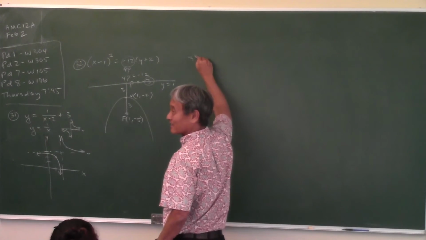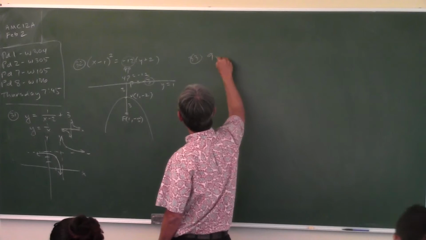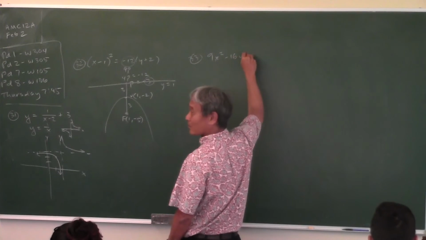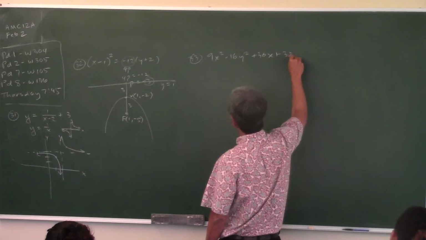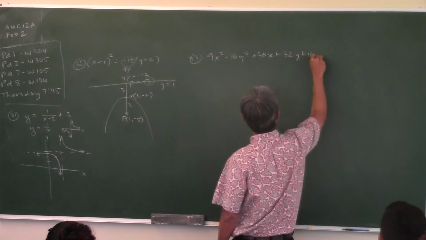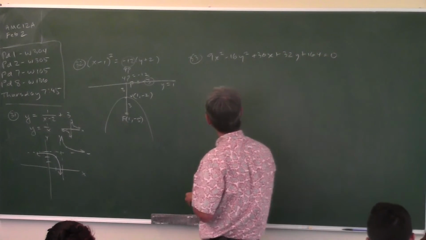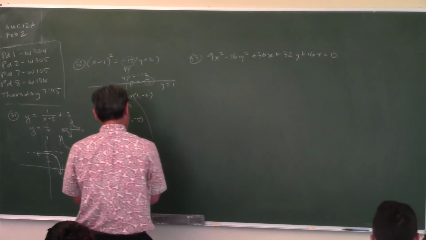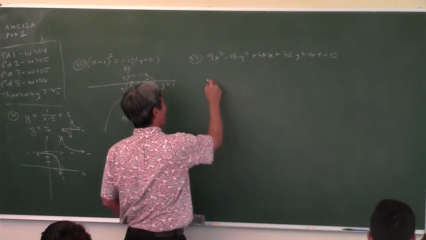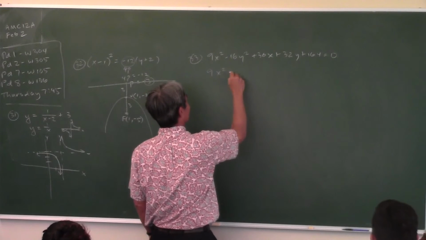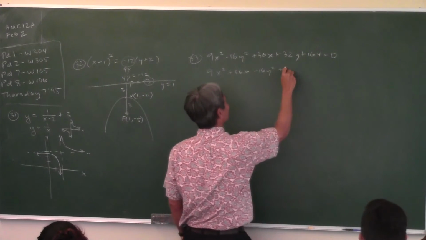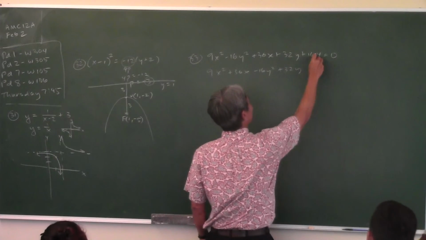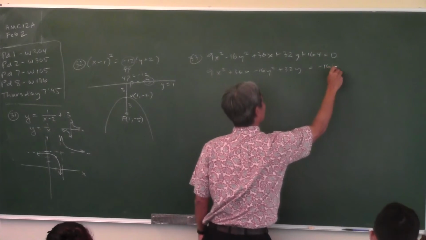That's sad. Number 33: 9x squared minus 16y squared plus 36x plus 32y plus 164 equals 0. Okay, if you forgot how to complete the square, you better pay attention. Put all the x terms together, then put all the y terms together, and then throw this number on the other side.